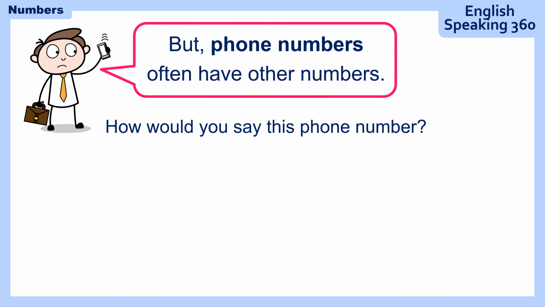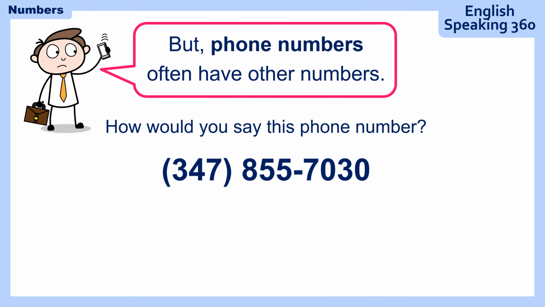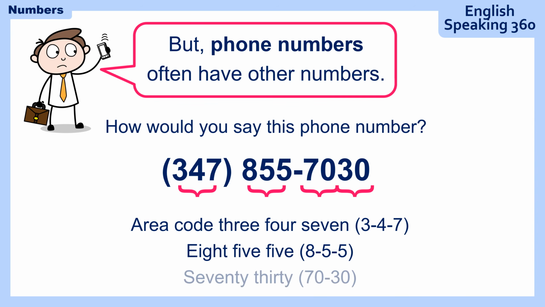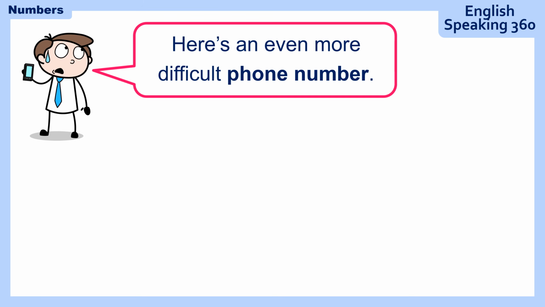But phone numbers often have other numbers. For example, how would you say this number? So you would say area code 347. And then you would go the same way as we did before, 855-7030. So altogether, area code 347, 855-7030.